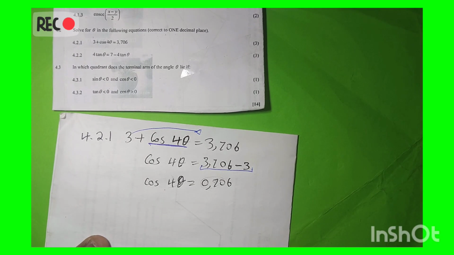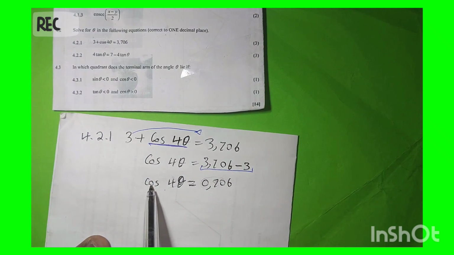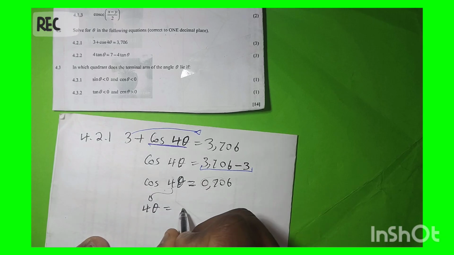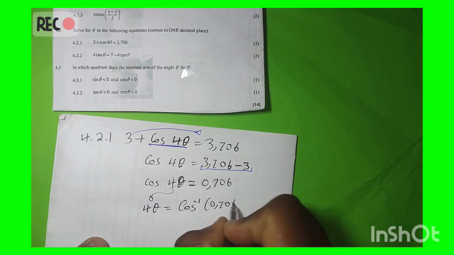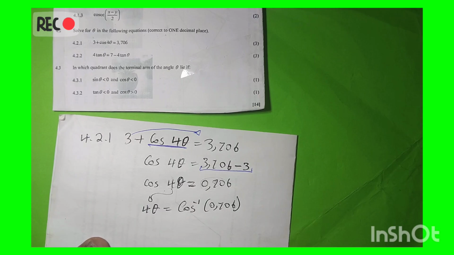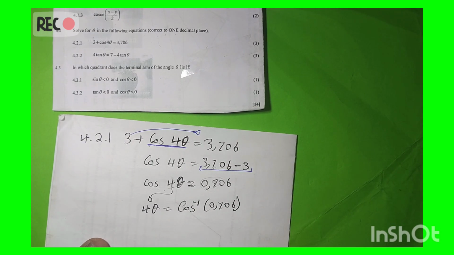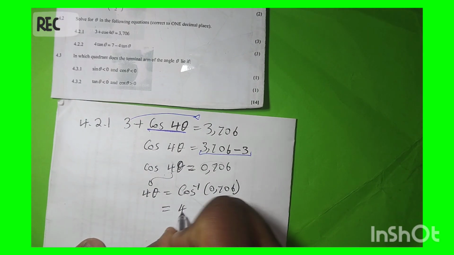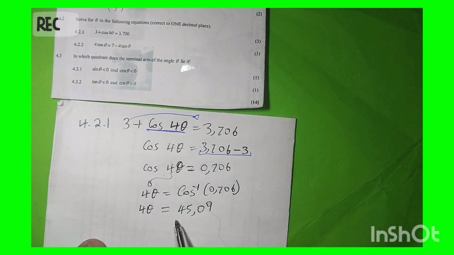So now what you can do is apply the rule. For you to apply the rule, you drop this, meaning that it will be 4 theta, then apply the rule, which is cos arc 0.74. Do you see? You apply the rule, guys, to remove that cos. The moment you apply your rule, you'll find out that your calculator will give you 45.09. Then that answer, you can round it off to 2 decimal places.